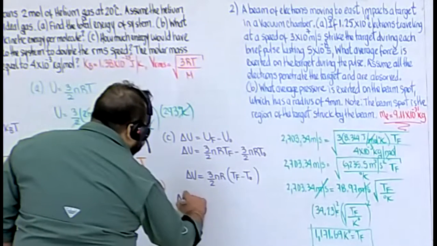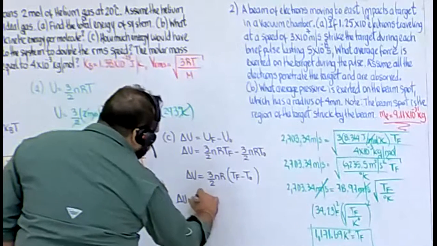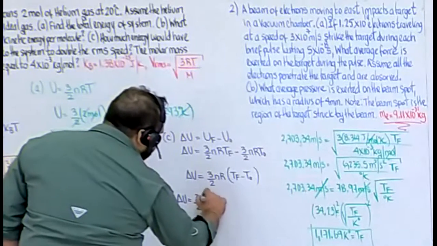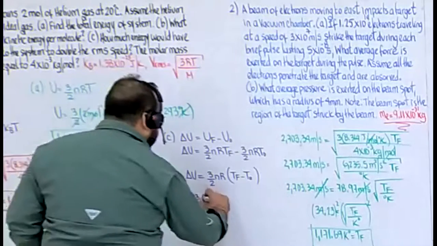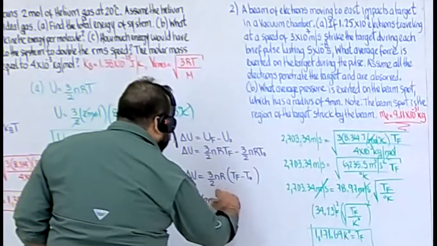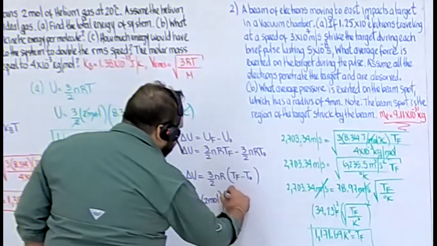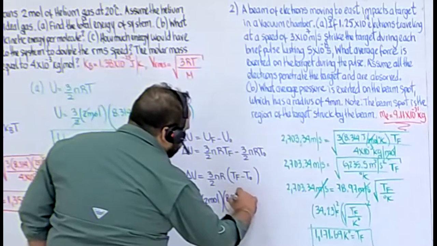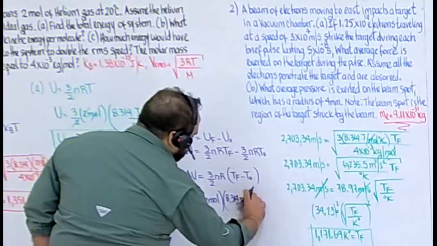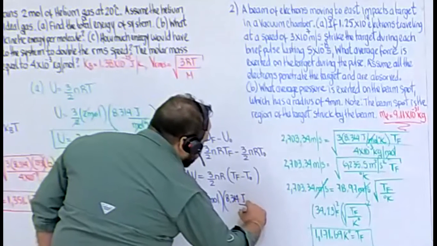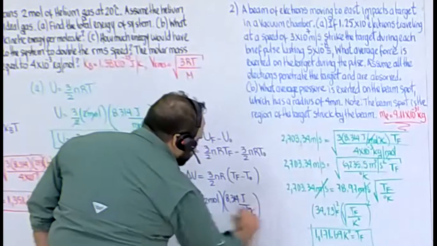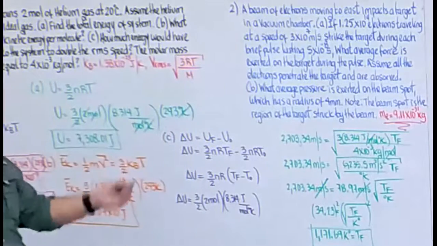I mean, the change of energy will be given by 3.5, the number of moles, you know, there will be 2 moles, the universal constant of gases, 8.314 joules per mole Kelvin degrees.